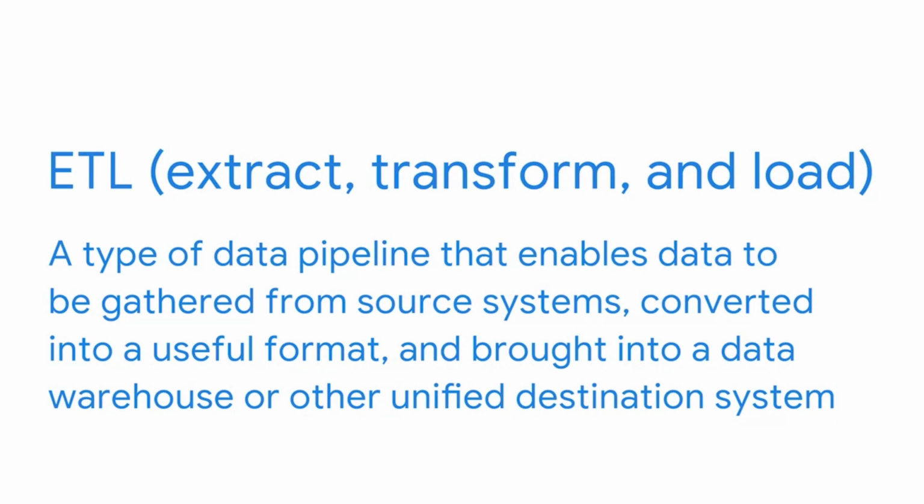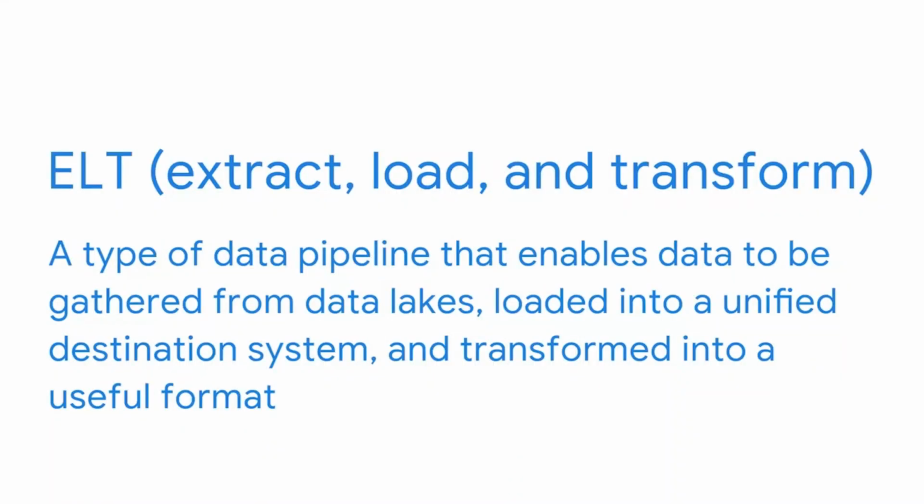Previously, we learned about the ETL process, where data is extracted from the source into the pipeline, transformed while it is being transported, and then loaded into its destination. ELT takes the same steps, but reorganizes them so that the pipeline extracts, loads, and then transforms the data. Basically, ELT is a type of data pipeline that enables data to be gathered from different sources, usually data lakes, then loaded into a unified destination system and transformed into a useful format.